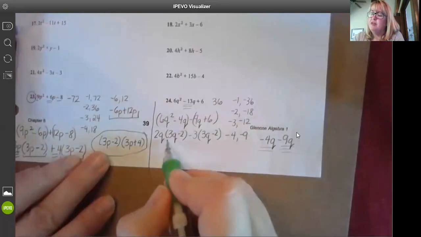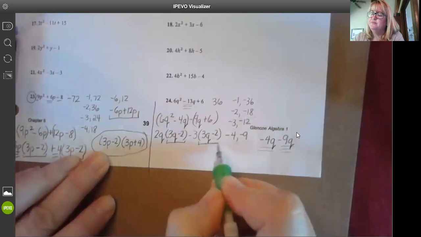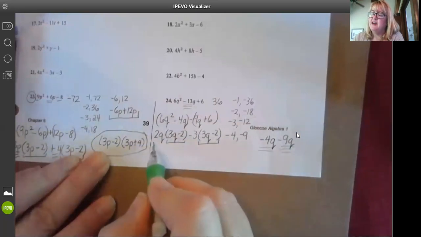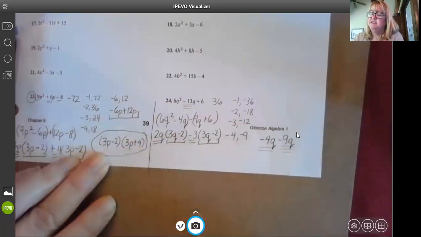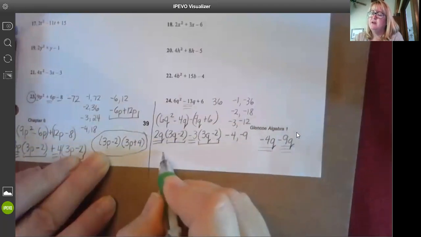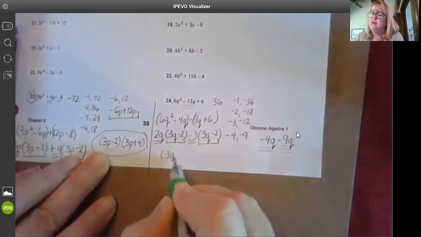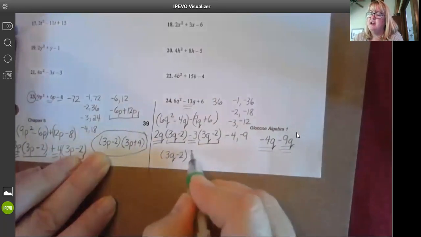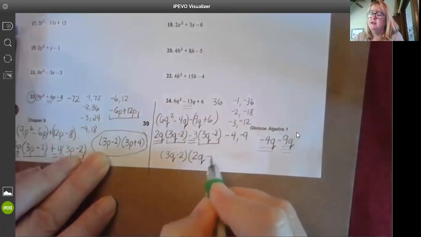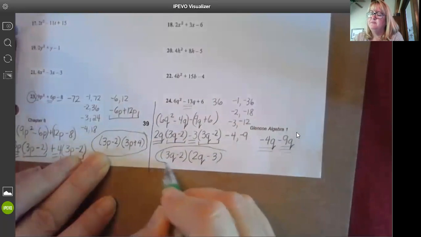Okay. We both have 3q minus 2 as factors, and what's left is 2q minus 3. So let's factor out the common, 3q minus 2, and when I factor that out, 2q minus 3 is left.